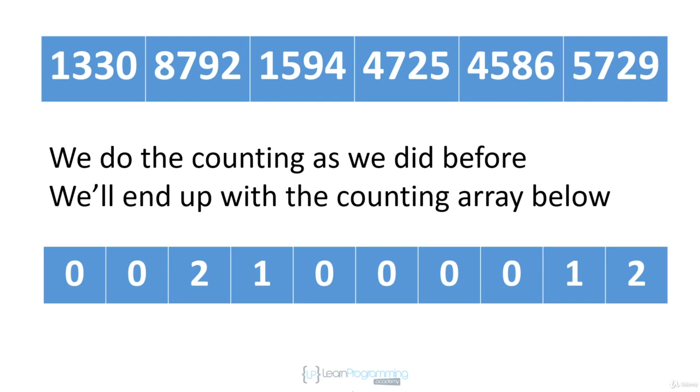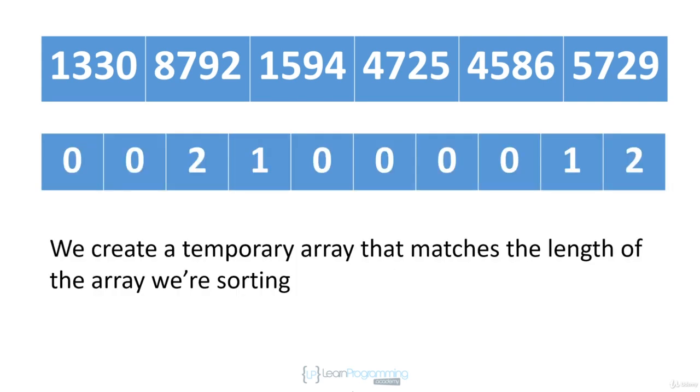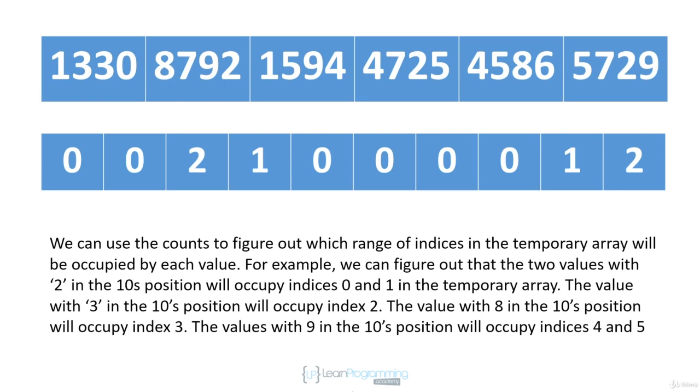We don't actually have the values in the counting array, and on top of that, we want the sort to be stable. So we're going to create a temporary array that matches the length of the array we're sorting, so a temporary array of length 6, because we're sorting 6 values. We can use the counts to figure out which range of indices in the temporary array will be occupied by each value. For example, because we don't have any zeros or ones in the tens position, we know that the two values that have a 2 in the tens position are going to occupy positions 0 and 1 in the sorted array.